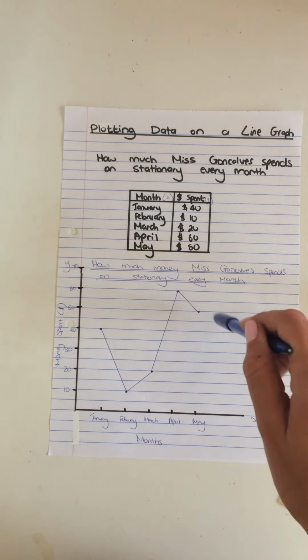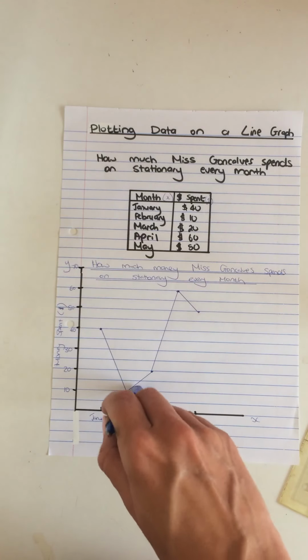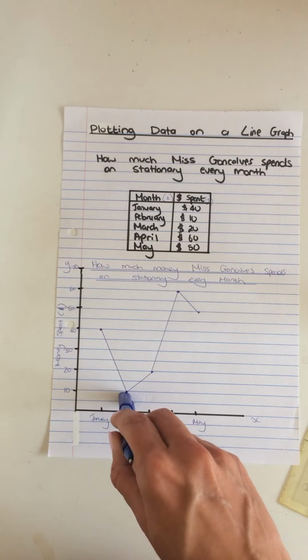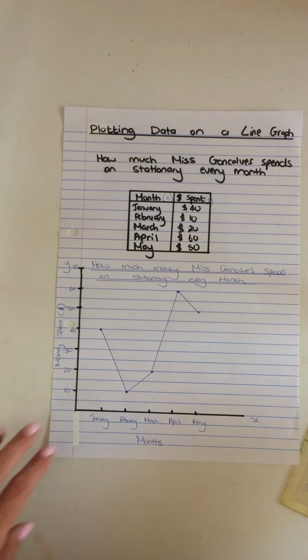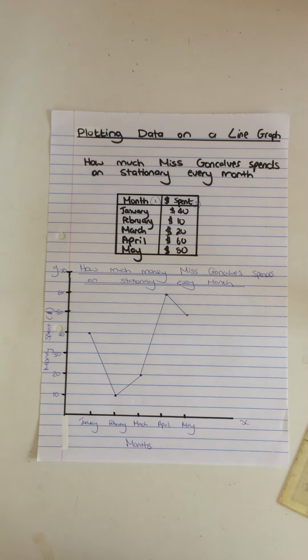And just by looking at this graph, I can see the shortest or smallest point is over here. So in February, Miss Gonzalez spent the least amount on stationery. And that is how you would draw a line graph.